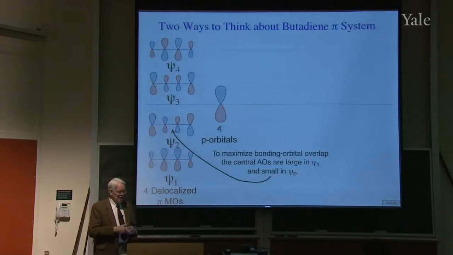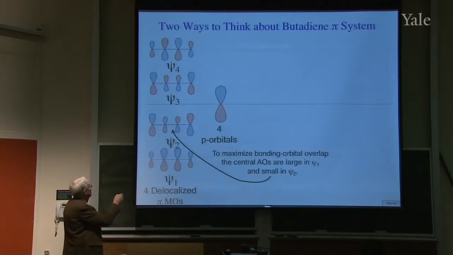Okay, notice incidentally that psi3 and psi4 turn out not to be as good as they could possibly be, but as bad as they could possibly be. Here the one that's in the middle where it's favorable is small. Here the one where it's unfavorable is large.